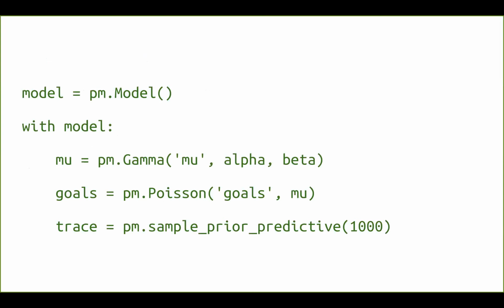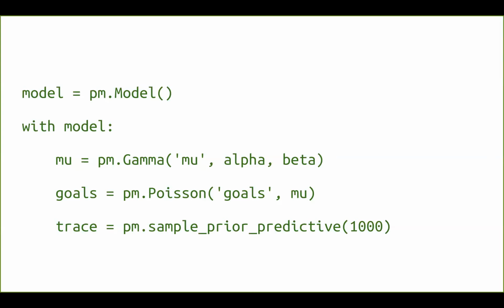Here's what PyMC looks like. To create a PyMC model, I'm using PM, which is the import for PyMC, creating a model object. That model object is going to contain all of the variables in the model. Inside the model, I'm creating two variables called mu and goals. Mu is my prior distribution for mu. It's a gamma distribution with parameters alpha and beta. The next step is to create goals, which is a Poisson distribution. The parameter for goals is the mu, the other variable that I just created. That's how these two variables are connected to each other inside this model.